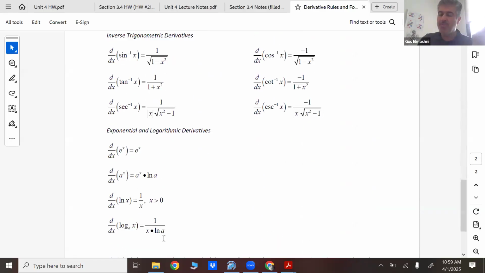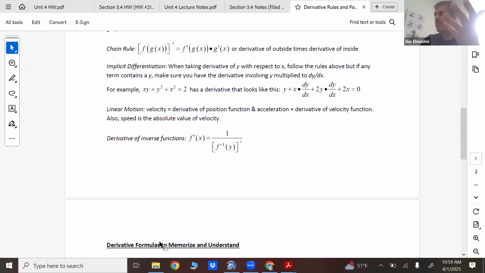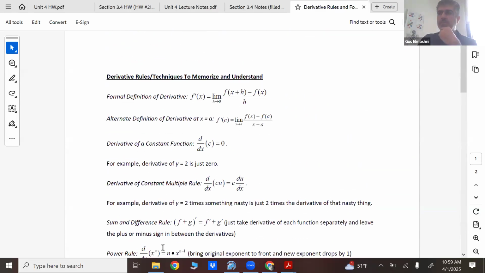We don't do inverse trig. We don't do these other ones, but I'll print this for you guys, so you have this as a reference. I'll print it at school too. Yeah, 100%. So anyway, let's go back to notes again.